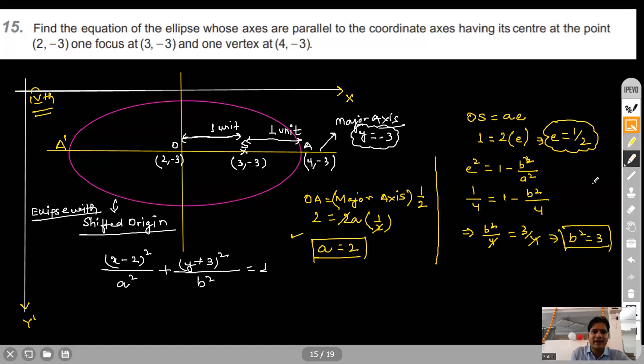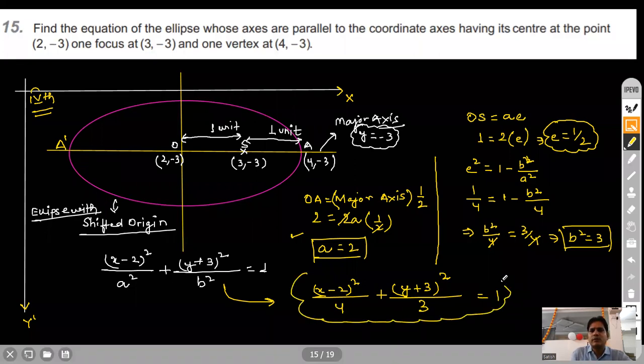So if this is known, we can easily write the equation. What will be our equation of ellipse? (x minus 2) whole squared upon a square, a square is 4, and (y plus 3) whole squared upon b square, b square is 3, so this will be equal to 1. So this will be the required equation of ellipse. Now, if you want to open the squares and expand it, you can do that, but I am leaving it here only. Further, you can do it yourself.